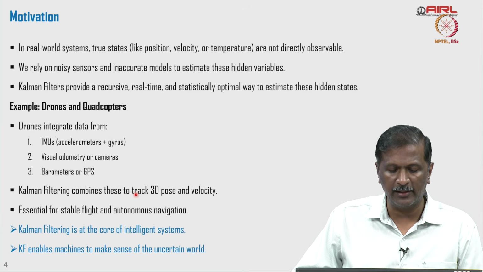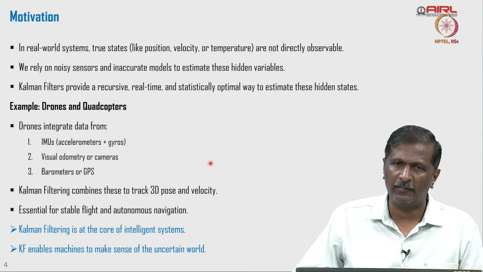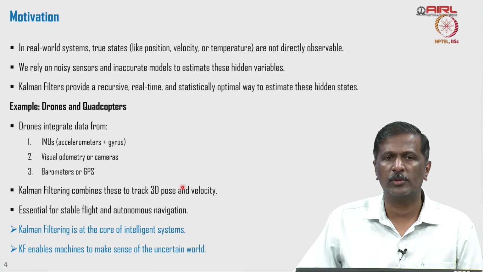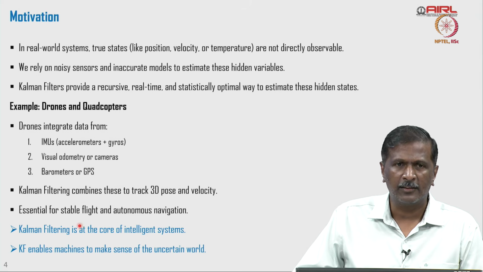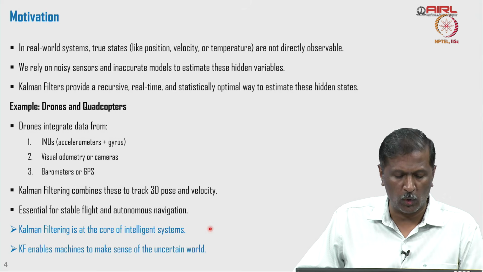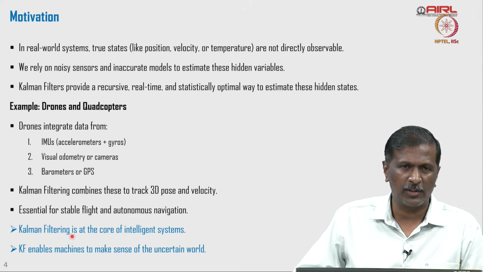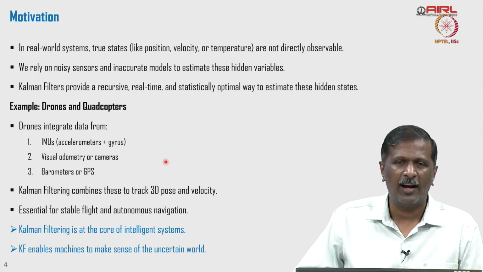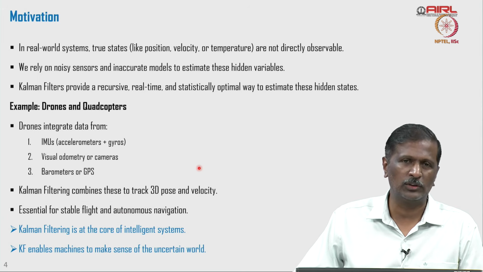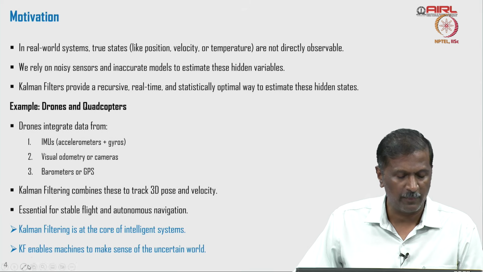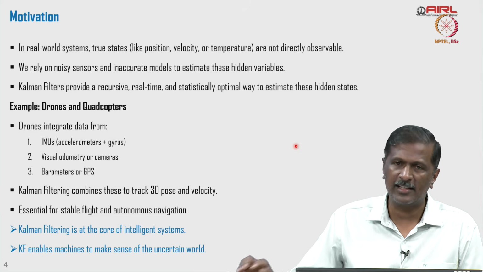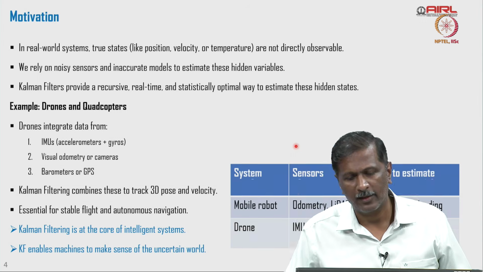The Kalman filter combines these to track the 3D pose and velocity of the vehicle, essential for stability and navigation of the multi-rotor system. Kalman filtering is at the core of intelligent systems because it gives me an estimate of the state variable, the state of the system, and that will be used for control and navigation of the system. The Kalman filter enables machines to make sense of an uncertain world.